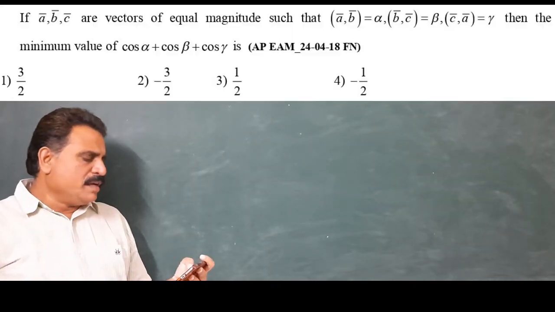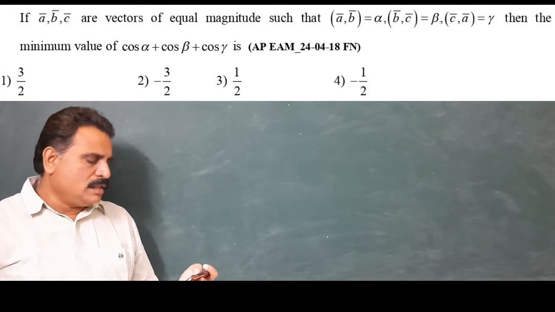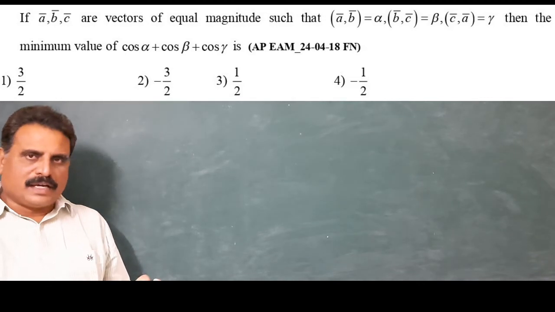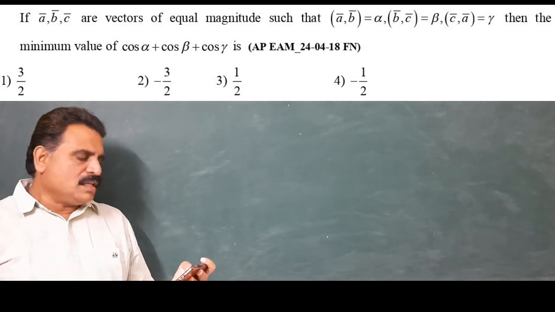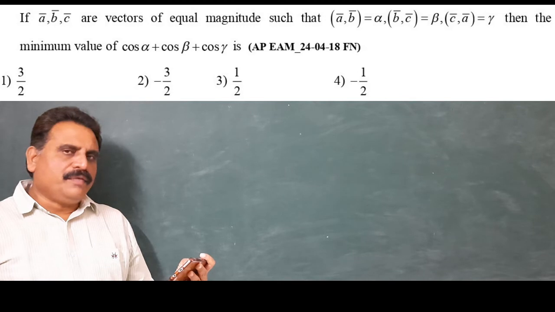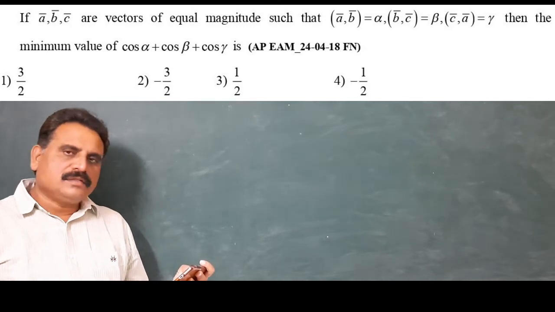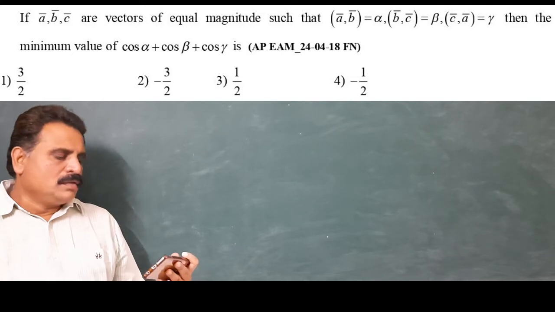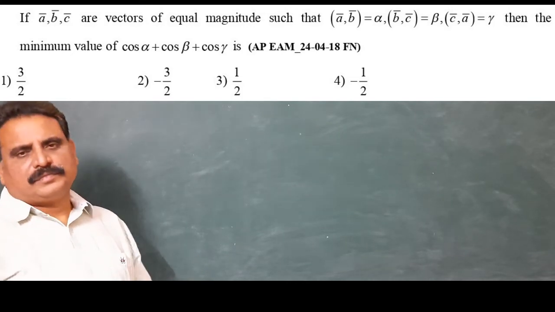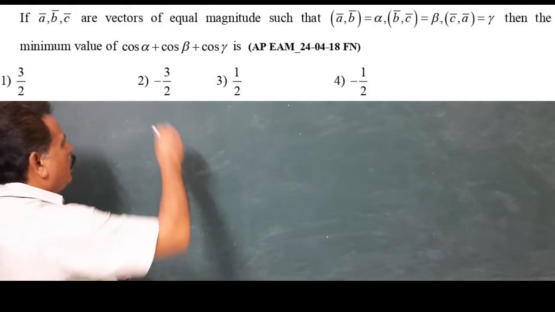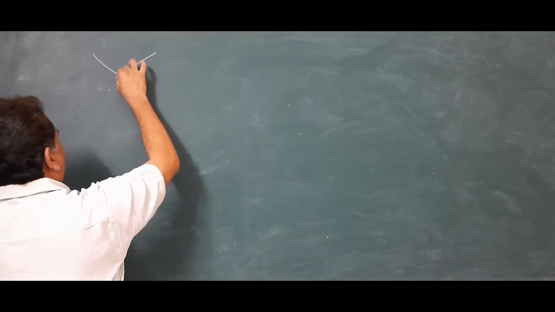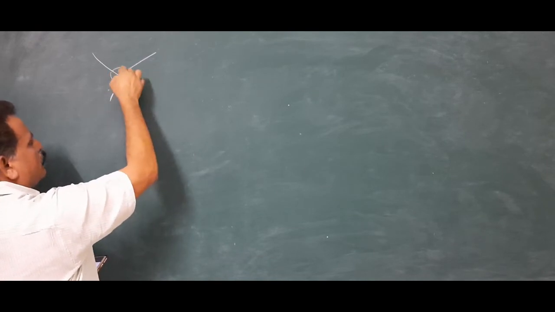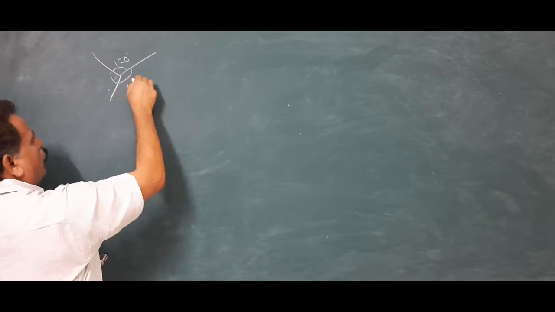Next question. A bar, B bar, C bar are vectors of equal magnitude, mod A bar equal mod B bar equal mod C bar. We don't know the magnitude; it is not given. The angle between A bar and B bar is alpha, between B bar and C bar is beta, and gamma is between C bar and A bar. Then the minimum value of, let us take A bar, B bar, C bar lying on the plane. Who tells me, in a plane, the angle between them? Total angle is 360, so 120, 120, 120.